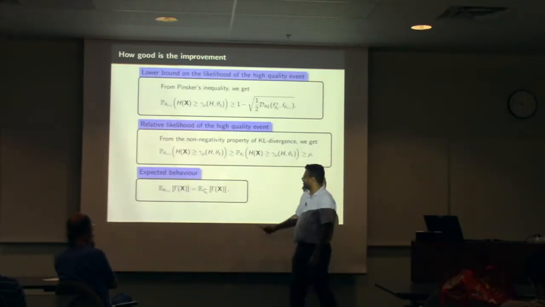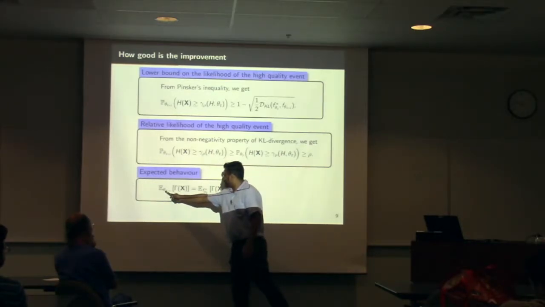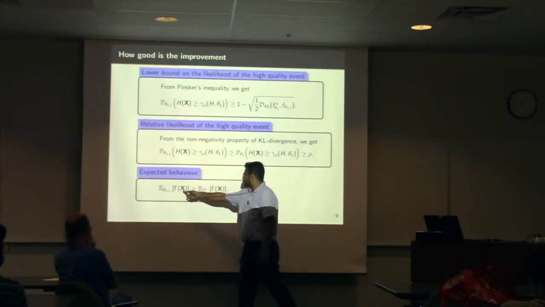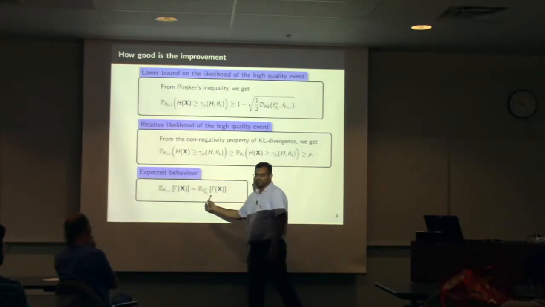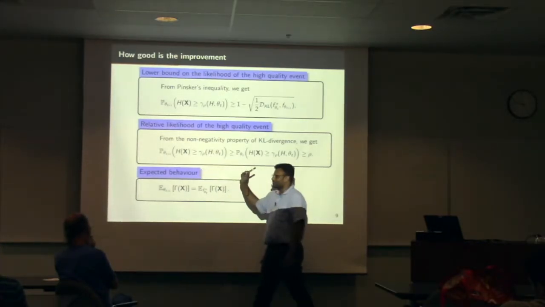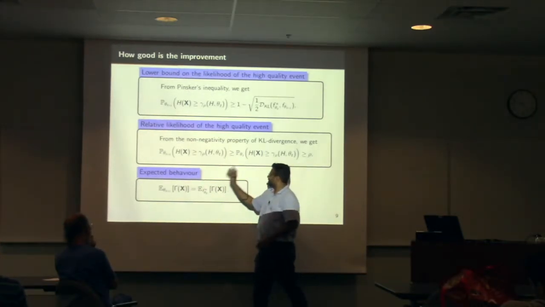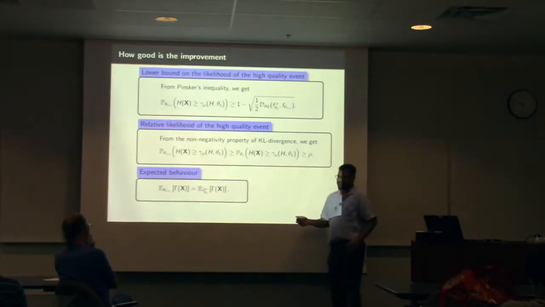Okay. So what about the expected behavior? So what it says is the expected behavior of the new parameter is just the sufficient statistic of the natural exponential family is equal to the optimal parameter, and the optimal parameter is better than the previous parameter. So the expected behavior is improving. So the probability is improving and the expected behavior is also improving. So it's good. So it's always good.